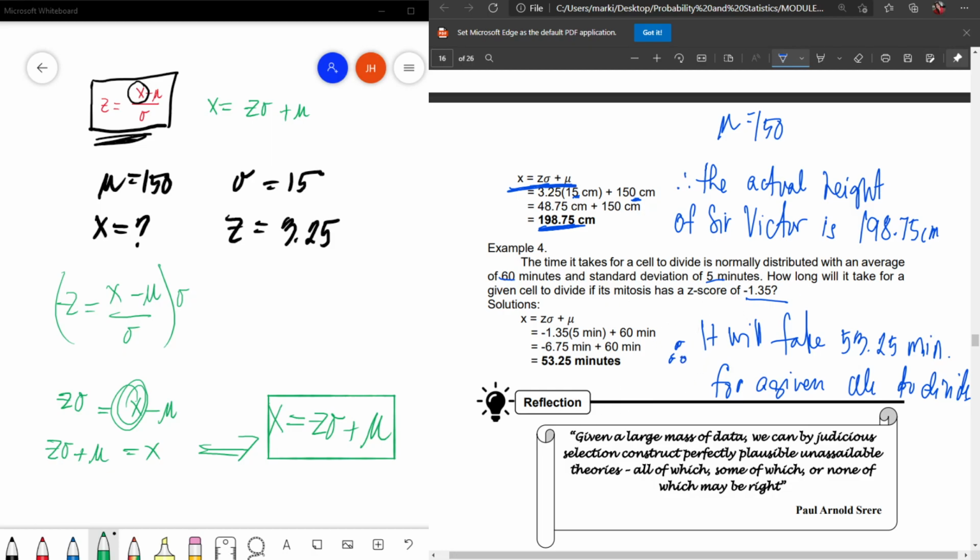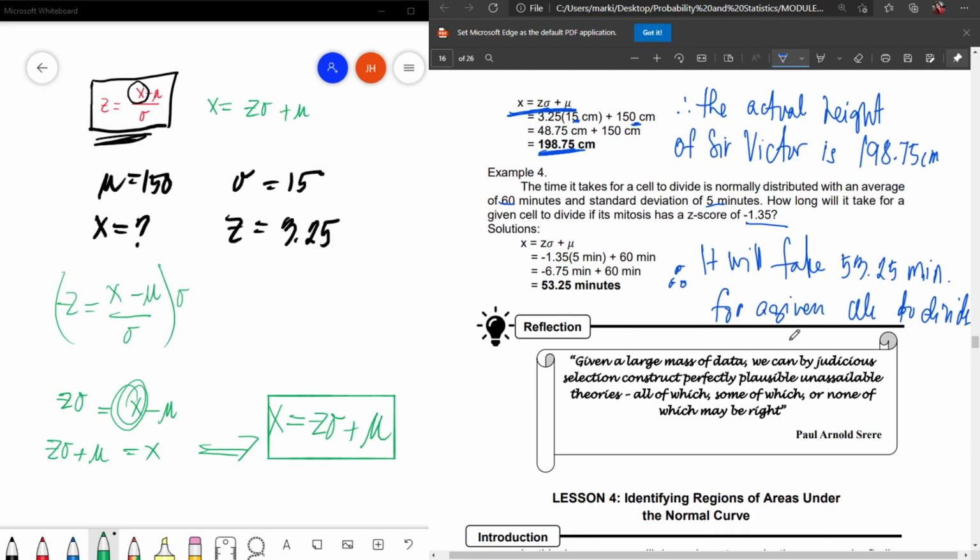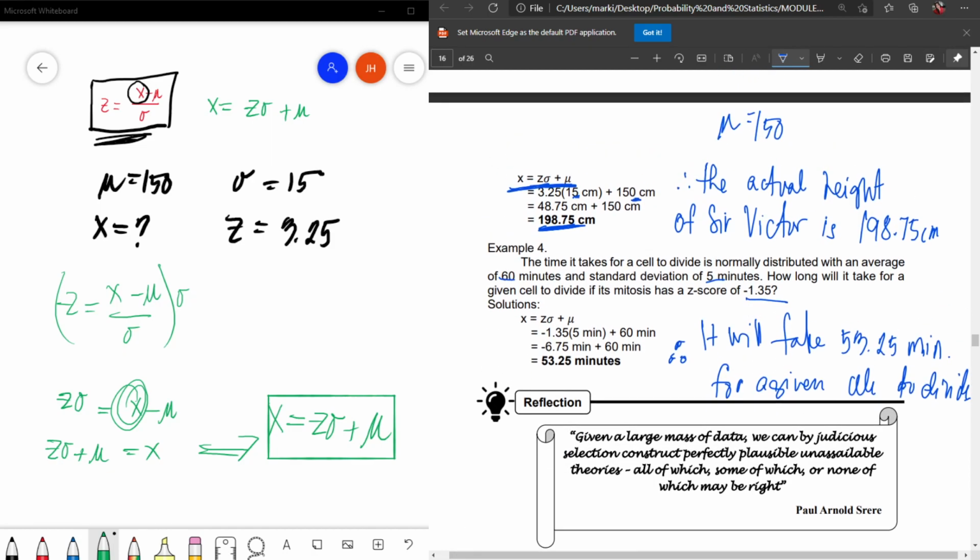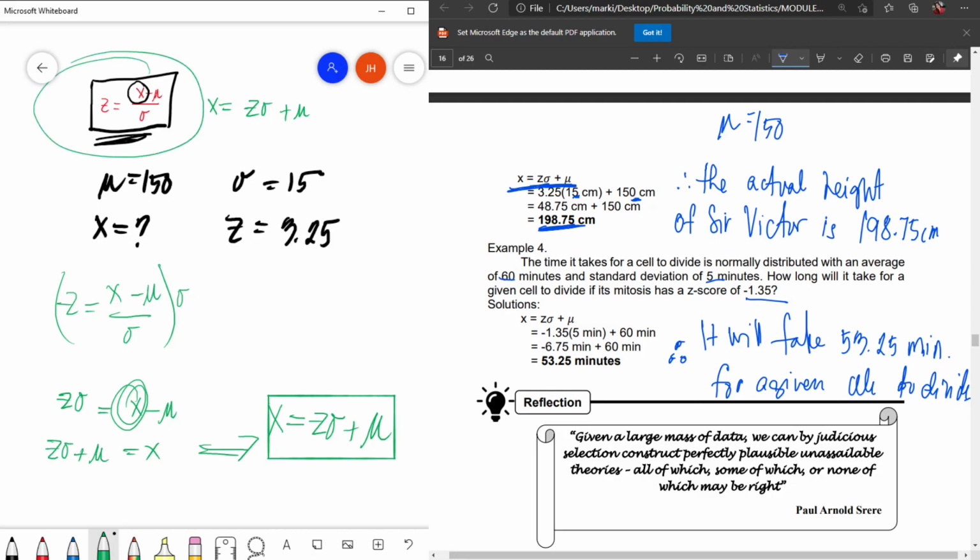Okay, so that's it. How are you going to solve the z-score? Again, if you are going to solve for z, then you need to follow this formula. And if you are looking for the value of x, then you also have this formula.